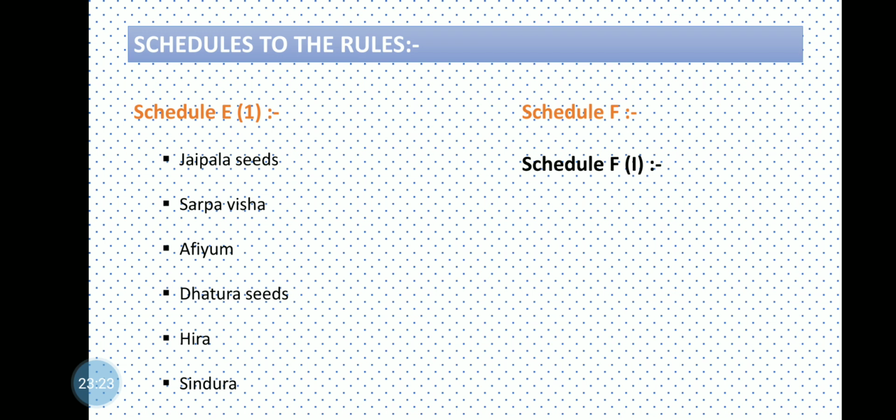Then next comes your schedule F1. Schedule F1, it is related with provisions applicable to the production of bacterial vaccines, viral vaccines, antisera obtained from living organisms or living animals, and manufacturing and standardization of diagnostic antigens.